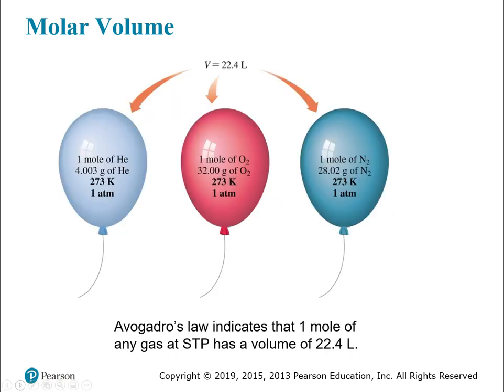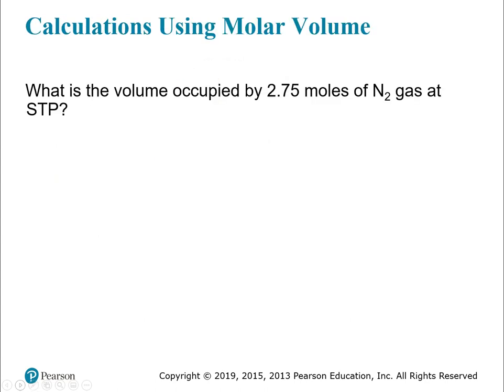This picture just demonstrates that you can have 1 mole of gas and it has the same volume regardless of whether it's helium, oxygen, or nitrogen gas. They have varying masses, but the temperature and the pressure are the same, which means the volume is the same. Now we'll do math. You know we can't talk about conversion factors without doing math. That's just completely unheard of.